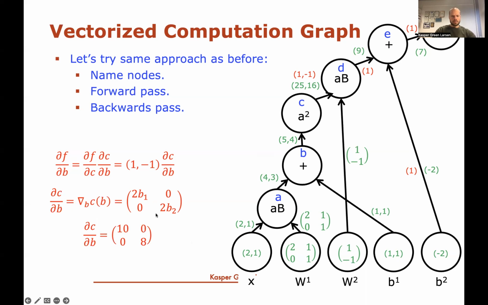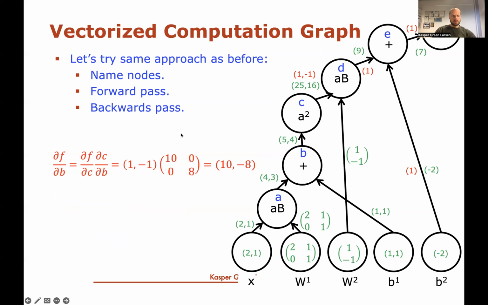Okay. And now we just plug in from the forward pass, we know what B is. So here we plug in the 5 in place of B1, we plug in the 4 in place of B2, and we get the matrix with 10 and 8 on the diagonal. So which means that this partial derivative of f with respect to B is going to be 1, -1 times this matrix with 10 and 8 on the diagonal. And what happens here is that basically you just multiply 10 onto 1, you multiply 8 onto -1, and you get the row vector 10, -8. So this is the next step here. Okay. And we can proceed down.